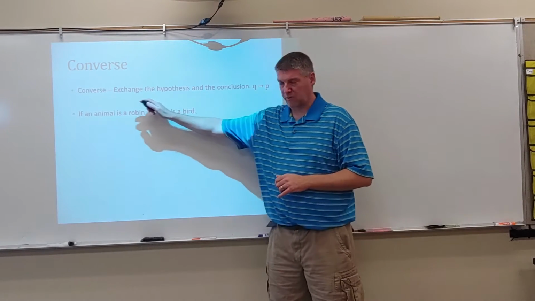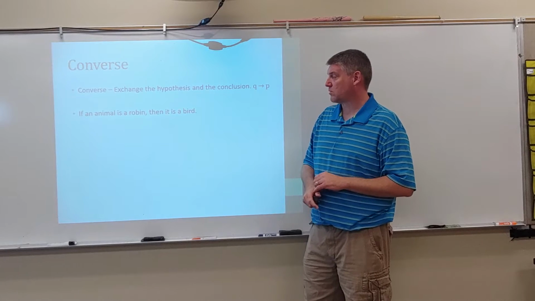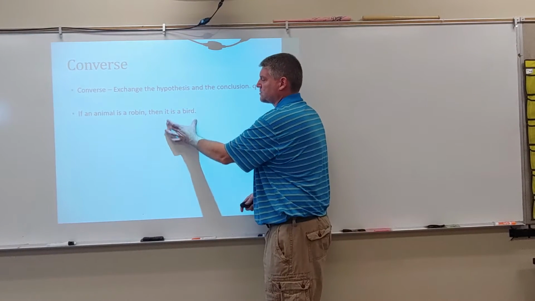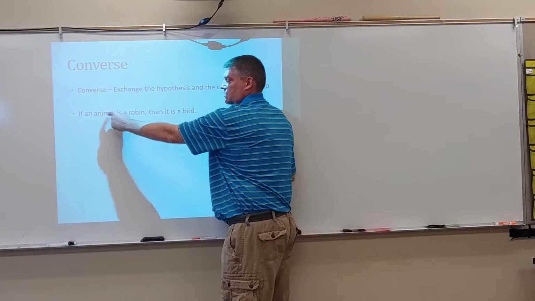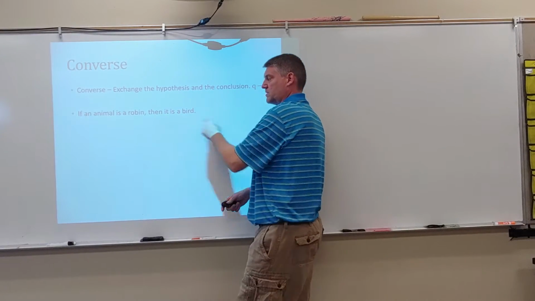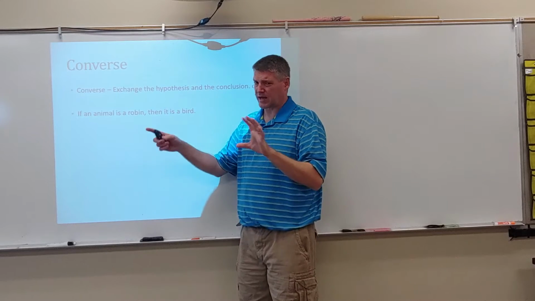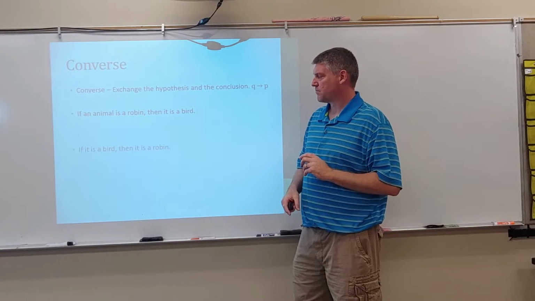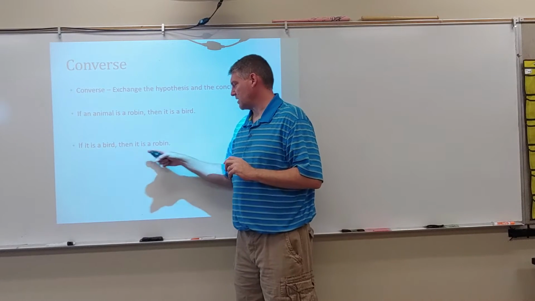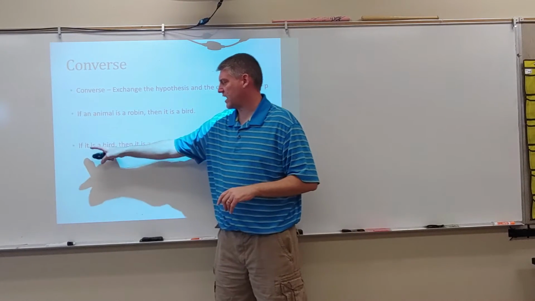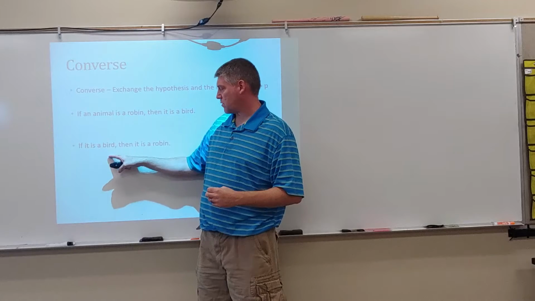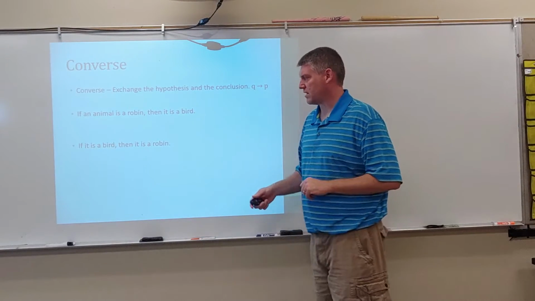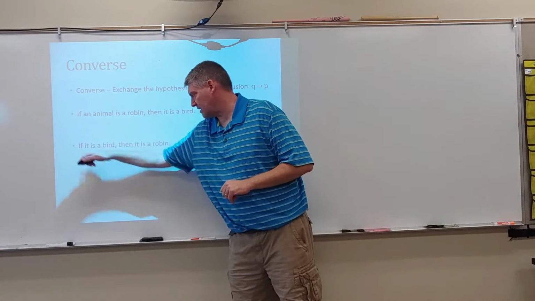Here's our original statement. If an animal is a robin, then it is a bird. I'm going to take this part and move it to the front, and take this part and move it to the back. I'm still going to rearrange the grammar so that it's a little better. So if it is a bird, then it is a robin. I probably should have said, if an animal is a bird, then it is a robin, just to make it a little better, with that pronoun there.